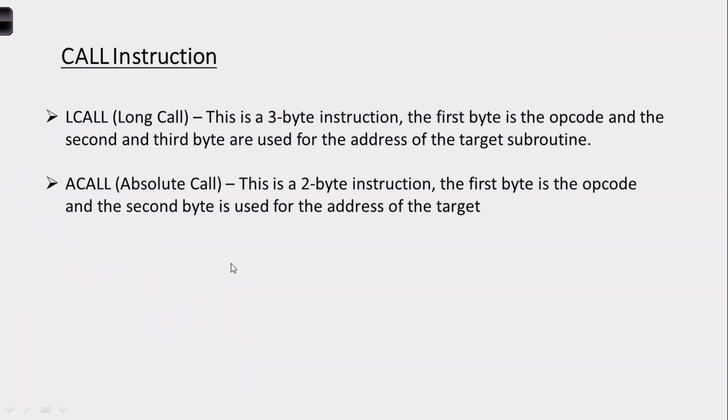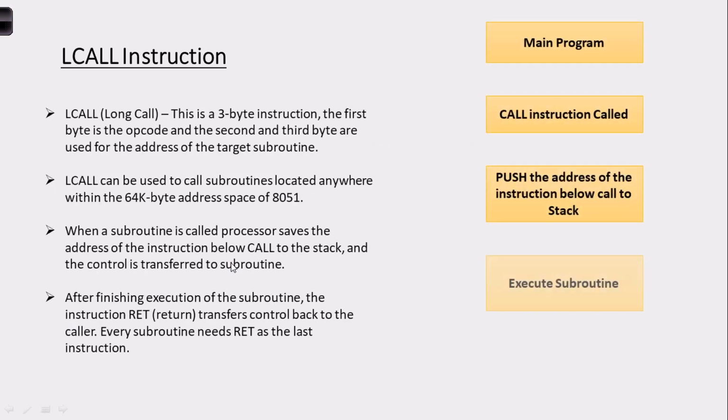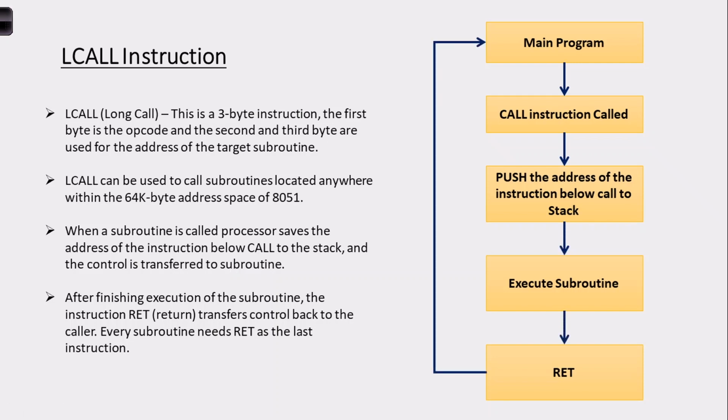So let us see how actually these calls will be used. What actually happens whenever there is an initialization of these particular call instructions? As we said, LCALL is a 3-byte instruction. The first byte is the opcode, and the second and third bytes are used for the target address of the target subroutine.